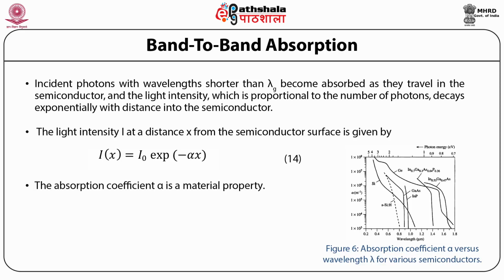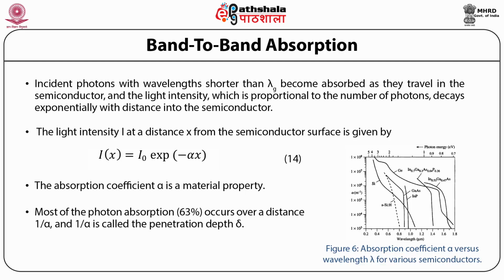The absorption coefficient alpha is a material property. Most of the photon absorption, that is 63%, occurs over a distance of 1/alpha, and 1/alpha is called the penetration depth delta. Figure 6 shows the alpha versus lambda characteristics of various semiconductors, where it is apparent that the behavior of alpha with the wavelength lambda depends on the semiconductor material.